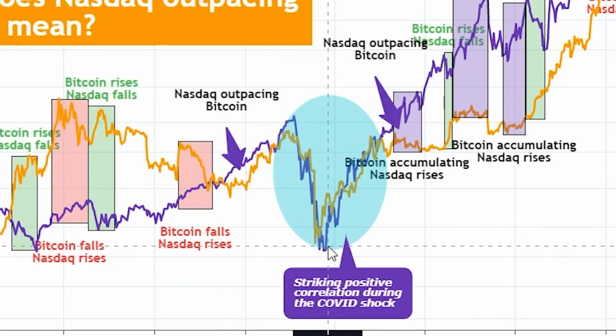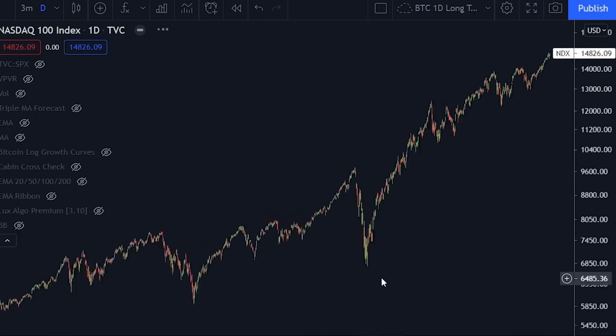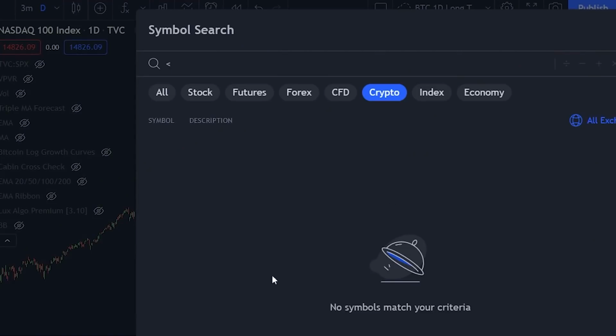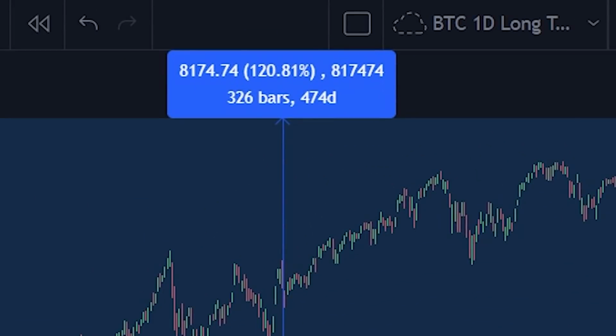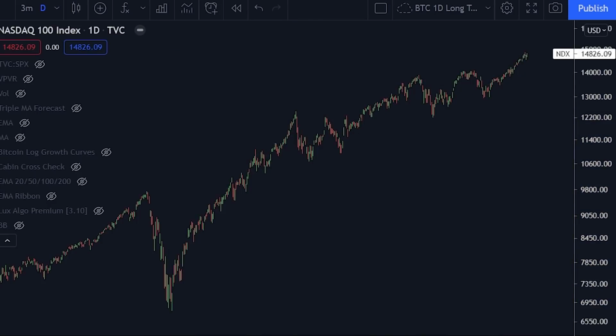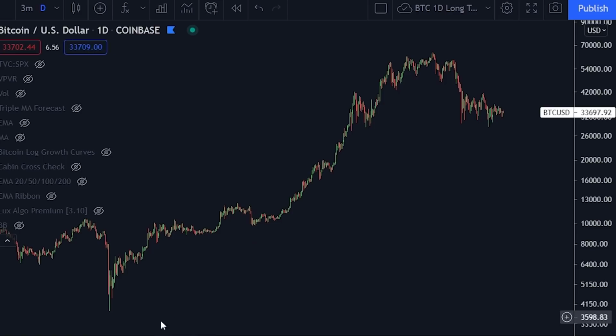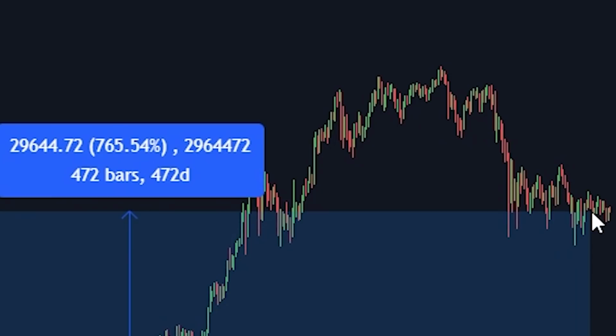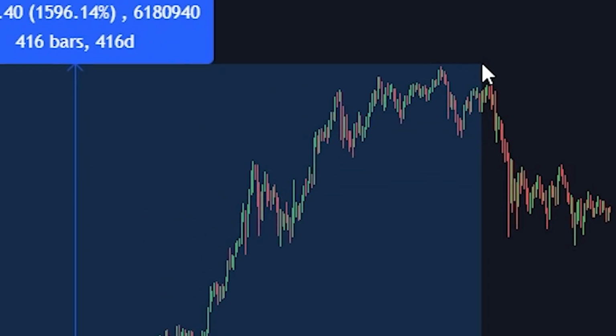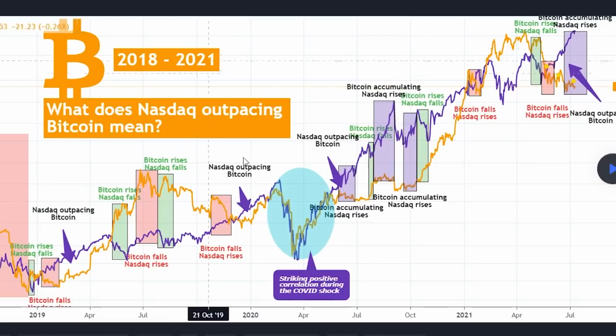So does this mean that from this point you should have bought Nasdaq? Well, no, because the gains are relative to each other. So if you look at the Nasdaq here from the COVID crash, it went up by 120%. So 120% on the Nasdaq. That's not bad. But if you look at the same time frame on Bitcoin, even with this current crash, you're still up 750%, and on the top you're up 1,600%. So even though the lines look the same, they're following each other, the gains are much bigger on Bitcoin because the lines are relative to its own price action basically.